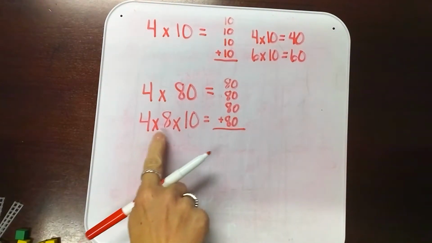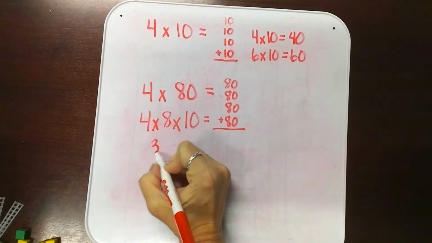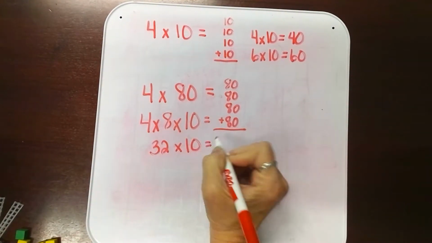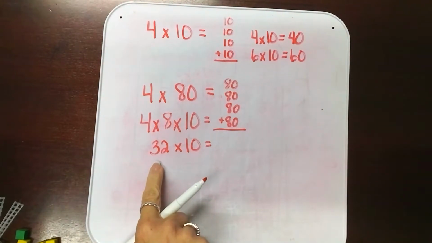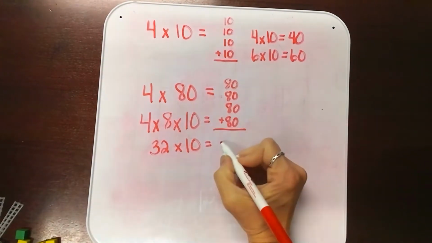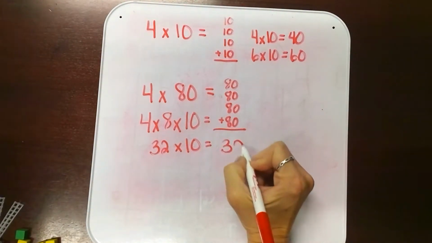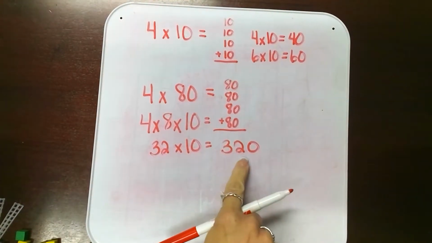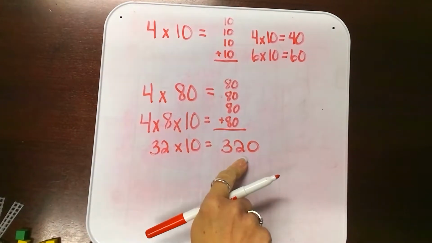Okay, what is 4 times 8? It is 32. And then 32 times 10 equals, well, if I have 32 tens and it holds true to this rule, then I know it ends in a 0. So 320 is my answer.